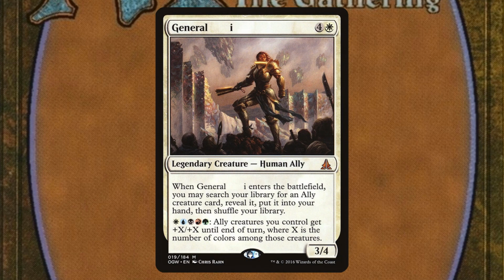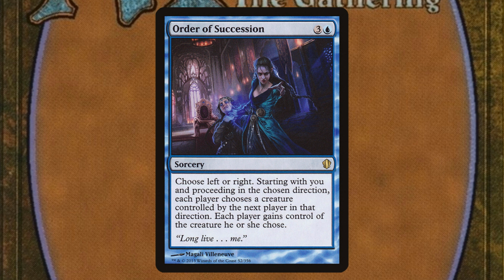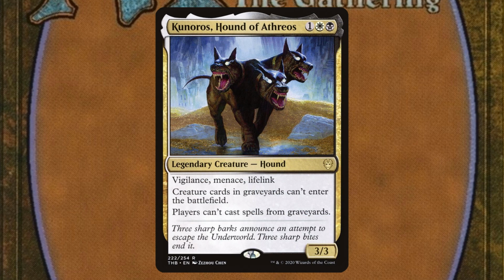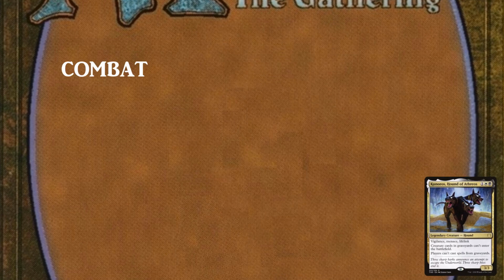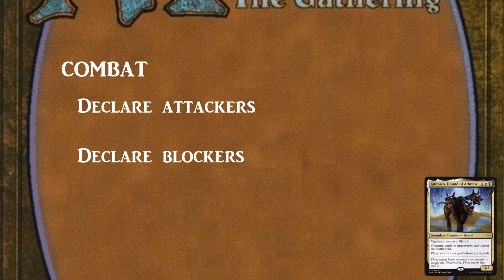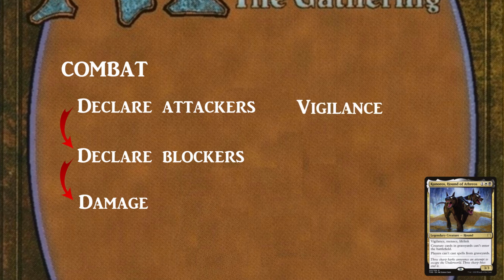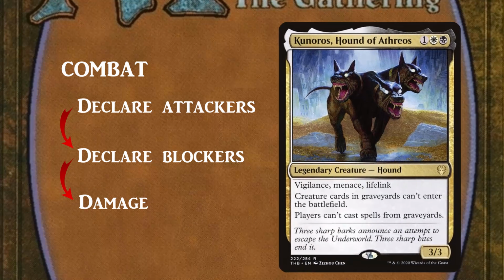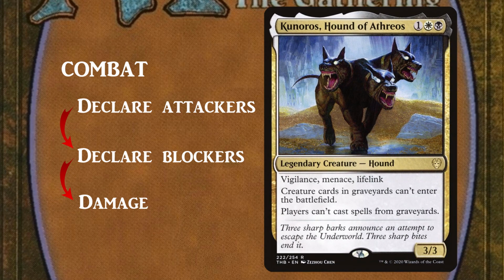Generally, you write abilities in the order they become relevant. Kunoros, Hound of Athreos, is a great example. The three phases of combat are Declare Attackers, Declare Blockers, and Damage, in that order. Vigilance takes effect during Declare Attackers, Menace during Declare Blockers, and Lifelink during Damage, so that's the order they appear in Kunoros' text box.